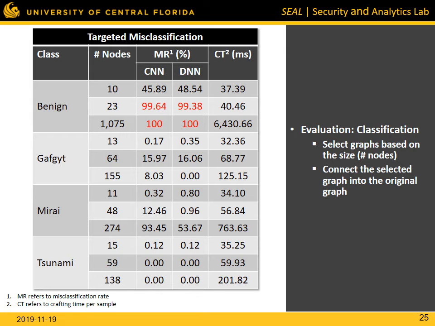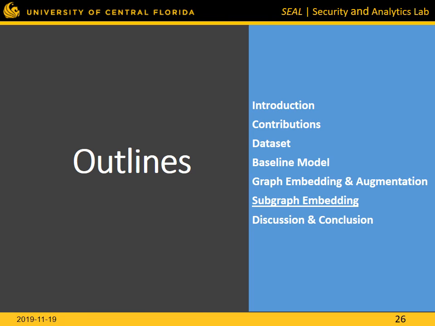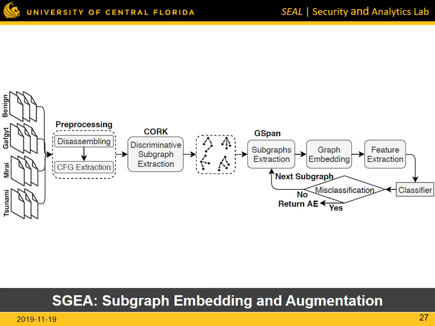However, injecting a graph of size 1,075 nodes, roughly 1,000 nodes, is quite expensive. What if we could preserve the performance and reduce the injection size, which we pursue next? To solve this issue, we propose our main contribution, which is the subgraph embedding, or SGIA. And so the key idea here that we try to achieve with this approach is to focus on reducing the adversarial overhead required to cause misclassification.